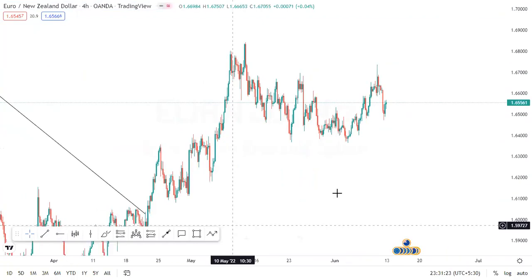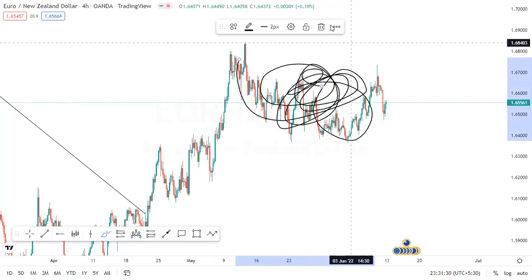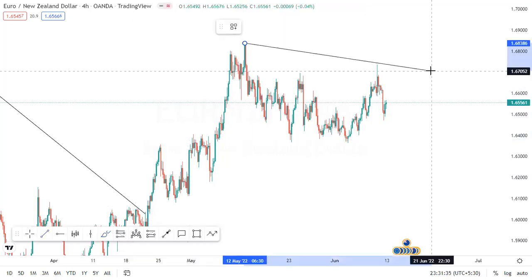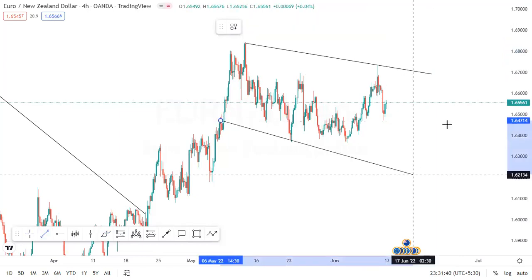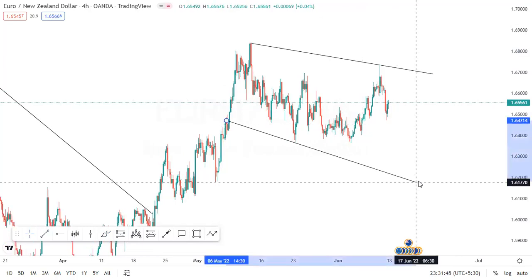We are currently in a corrective phase here. So we have something like this. From what I see, from my perspective, it's gonna drop before it can actually push to the upside.